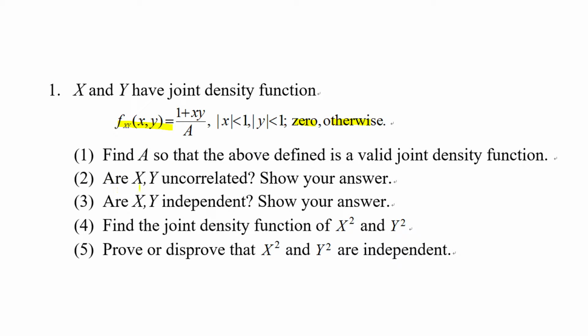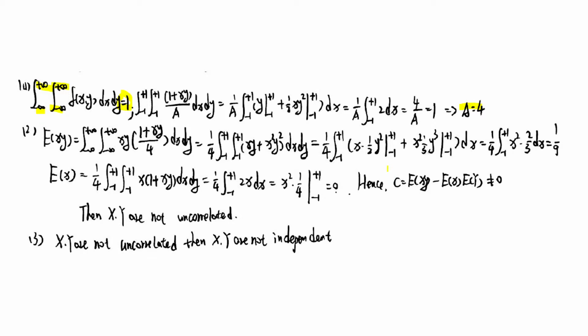And the second question is: are x, y uncorrelated? In order to solve this question, we need to focus on the value of c, where c is equal to E[xy] minus E[x] multiplied by E[y]. If c is equal to 0, then x, y are uncorrelated. If c is not 0, then x, y are not uncorrelated.